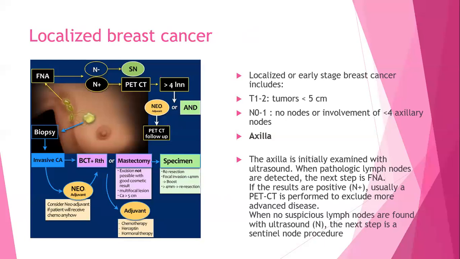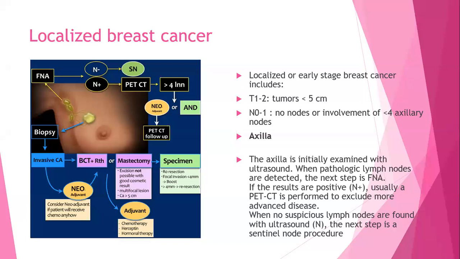Localized breast cancer. This is T1 and T2 tumors. Localized or early stage breast cancer includes tumors which are less than 5 centimeters and with no nodes or involvement of less than 4 axillary nodes. So usually for evaluation of the axilla, we first examine it with an ultrasound. If we see pathological lymph nodes, the next step is to do an FNA. If they are positive, usually then a PET-CT is performed to exclude more advanced disease.